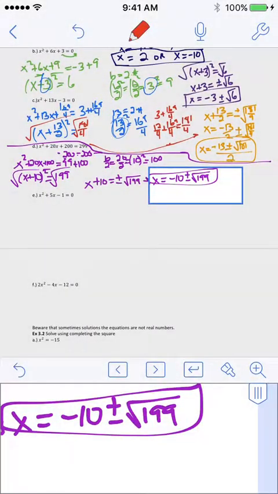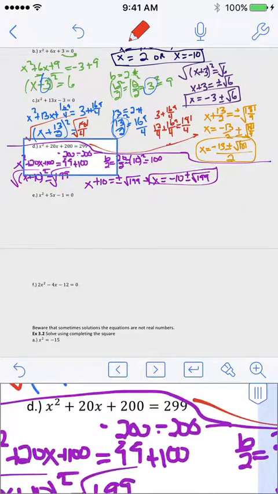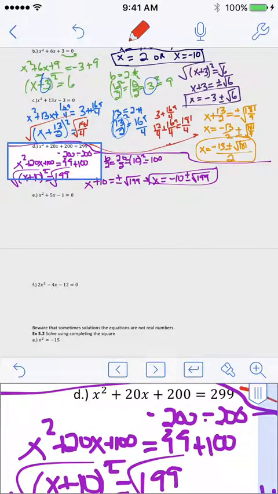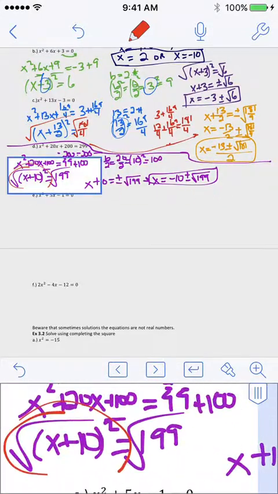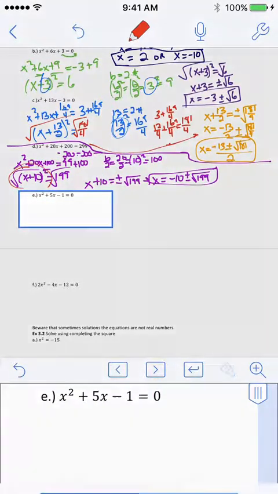Okay. Hopefully this is starting to become a little more fluent as to why I'm doing these steps, right? Remember, I'm trying to get the c out of the way so that I can make this kind of statement, and then I can solve that using the square root property at the beginning of the section. So let's do another one.